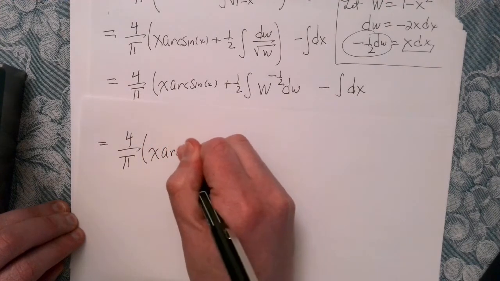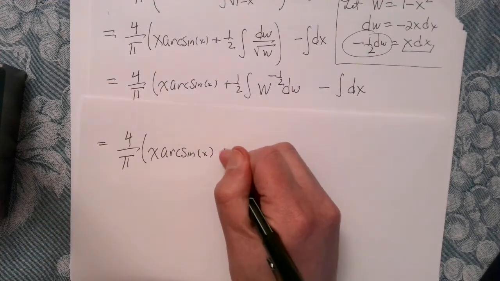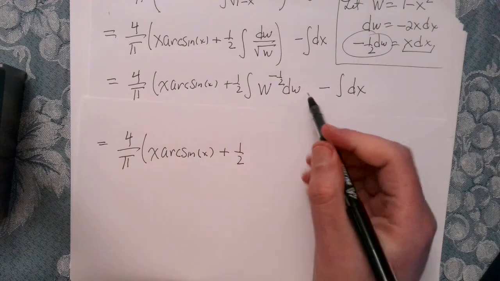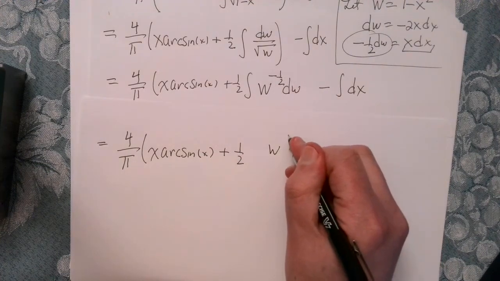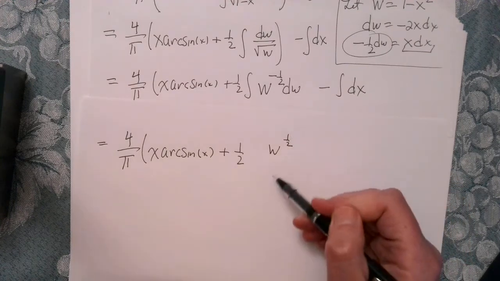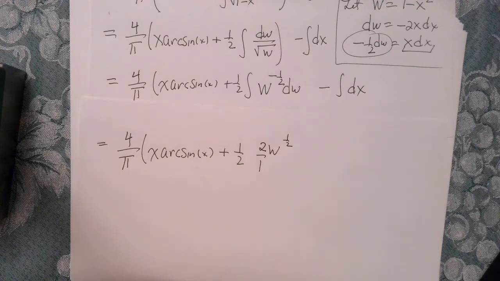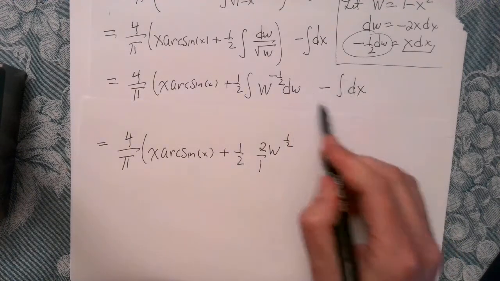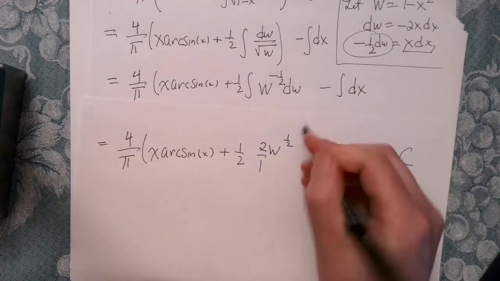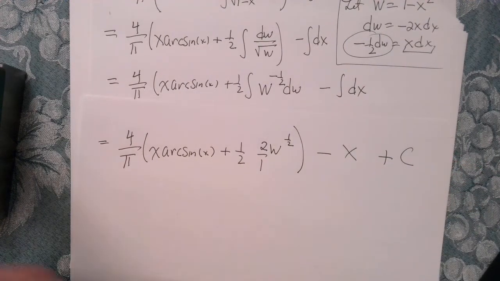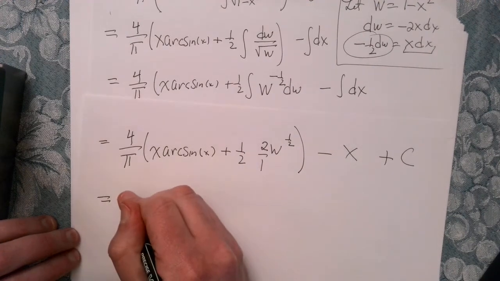Okay, so we have this quantity from before. And now here, I've got plus 1/2, and now I'm going to take the antiderivative. So I'm going to increase the power by 1, so that's w to the 1/2. And then dividing by 1/2 is the same as multiplying by 2 over 1. And then I also have this, so that'll be minus x and then some plus c. But this quantity is affected by that. So let's tidy this up and then back sub, and I think we'll have our result.